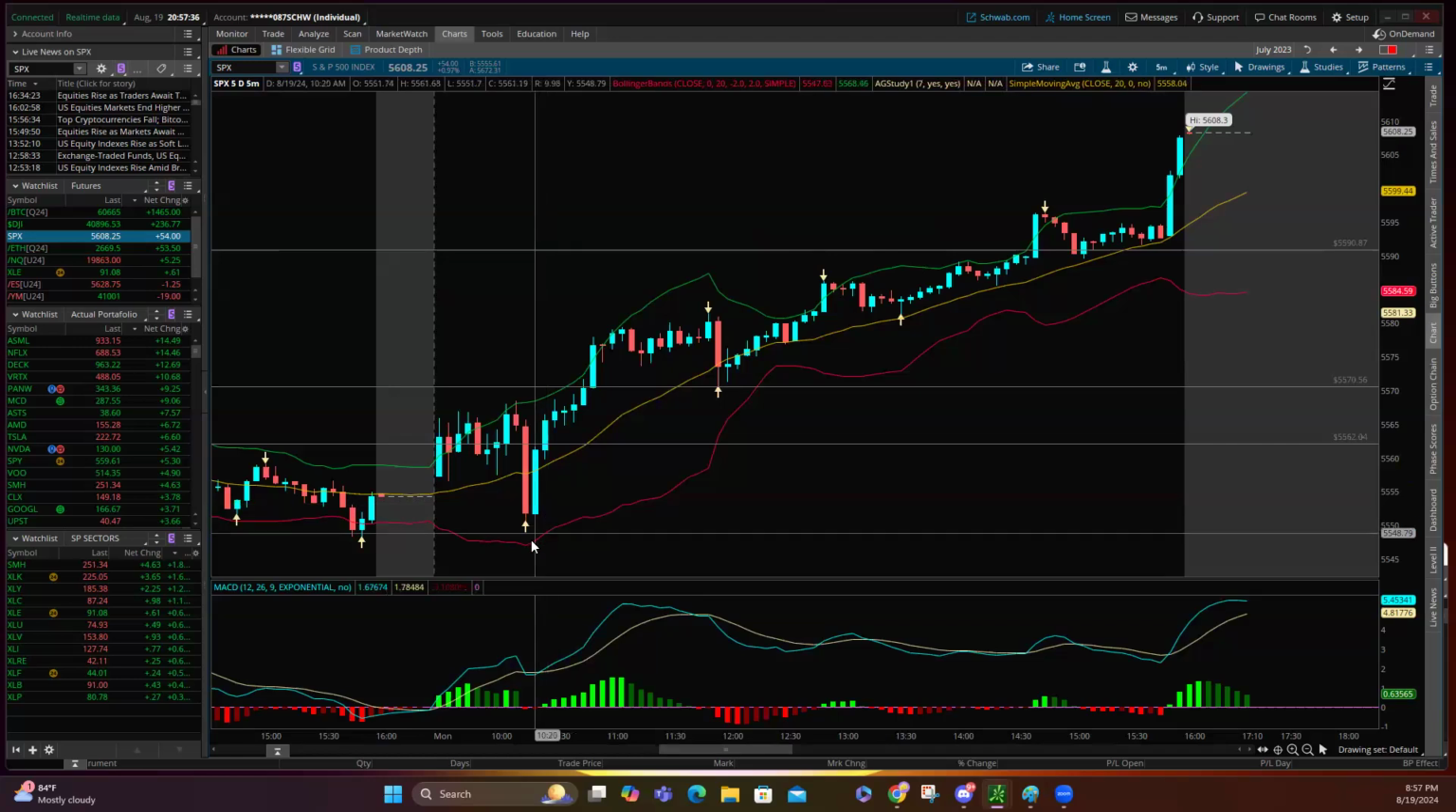But look at SPX here. Here was a buy, and then all of a sudden, all the way up until these two candles here was a perfect end of today for SPX.